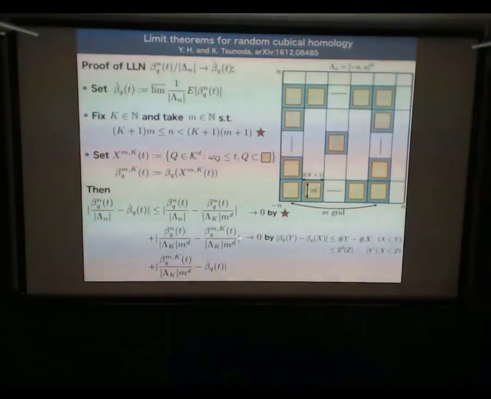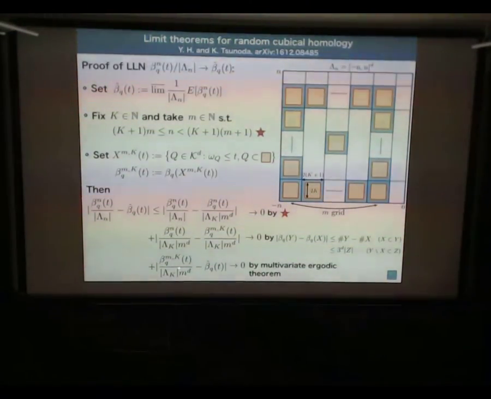Then, here, this Betti number is the Betti number of the region window, and this is a disjoint union inside of the window. So we can apply this property, and from this property, and again applying this inequality, we can show the convergence to zero. And then finally, let's focus on this part, m to the d here and the numerator.